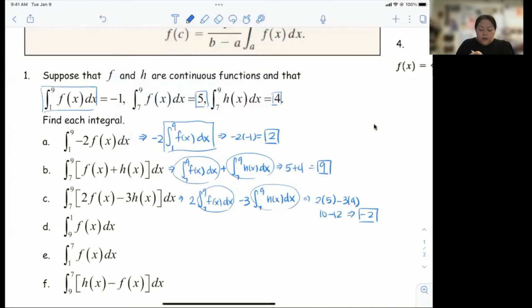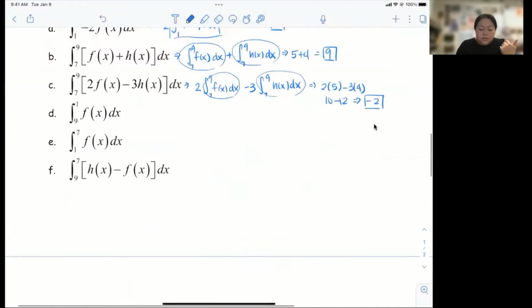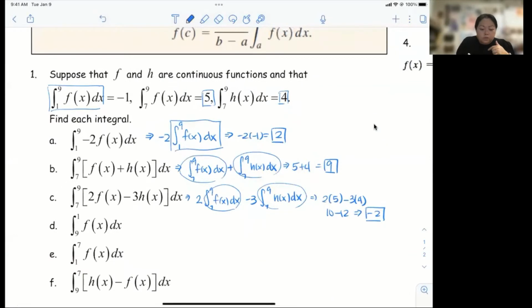So what happens when your numbers are swapped? There's a formula up here that says if you want to swap your numbers from B to A, switching it to A to B, you simply make it a negative. It will switch your numbers around, kind of like an algebra function we had early in Algebra 1. Since the function I have is 1 to 9, but this one is 9 to 1, I simply need to put a negative in front to flip it from 1 to 9 of f of x dx. And so that becomes negative of -1. This becomes a positive 1 for my final answer.